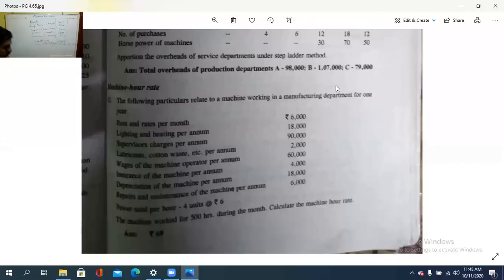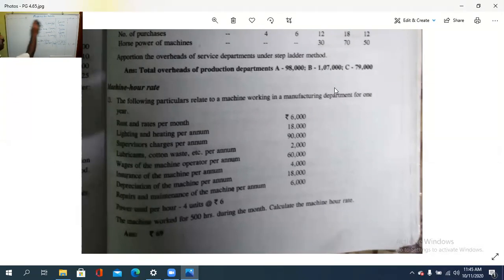So in this question, see, rent is per month. The rest are all in the yearly rate. Lighting, 18,000 is the yearly rate per annum, so divided by 12, it is 1,500. Supervisor's charges, 90,000, also divided by 12, 7,500. Wages, 60,000 divided by 12, 5,000. Then insurance is 4,000, also per annum divided by 12, that is 383. So the total of the standing charges will be 2,383.